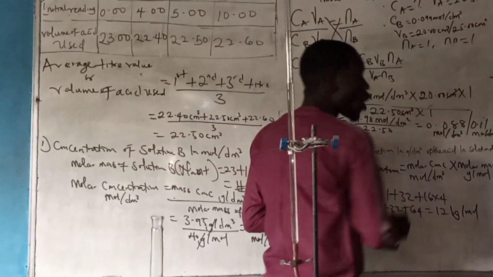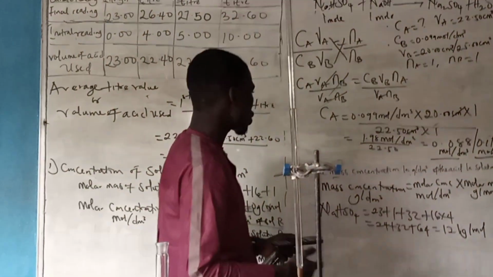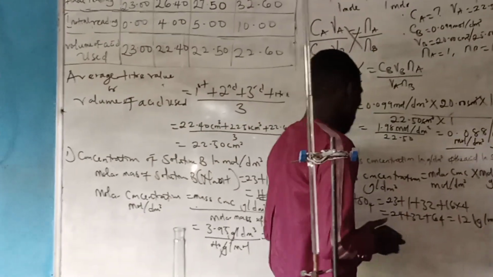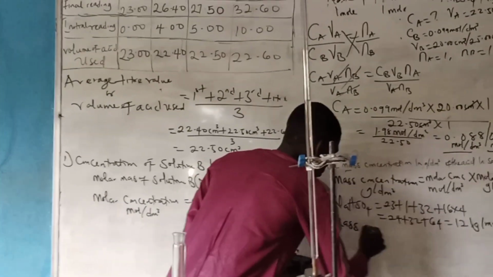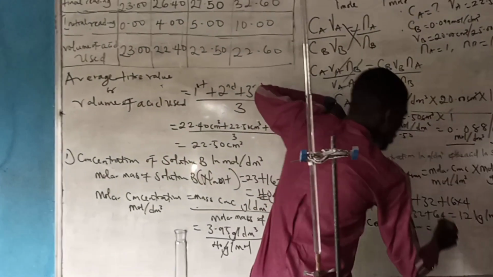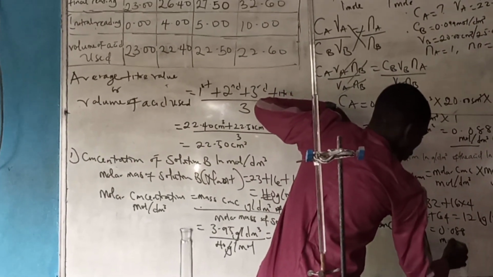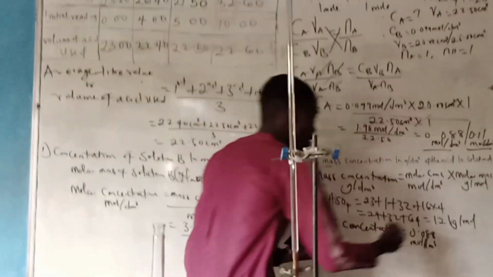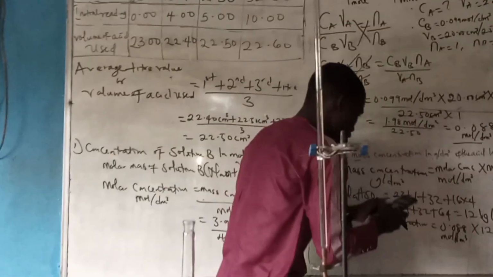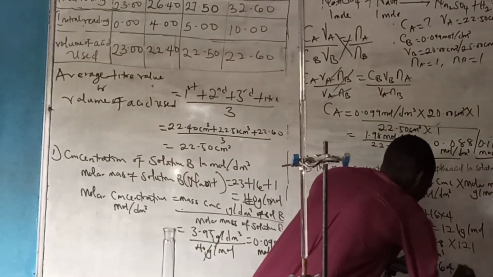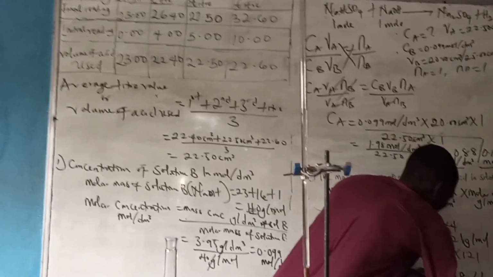So we have calculated our gram per mole. And what is the molar concentration of the acid? Is it that we use this or we use what? This. Are you getting it now? So now, I will decide to use this because I used 20 in place of the volume of the base. So mass concentration is equal to, the molar concentration is what? 0.088. Don't forget, you have it in mole per dm cube. And what is the unit of our mass concentration? Gram per dm cube times 121. So our value is 10.648 gram per dm cube.